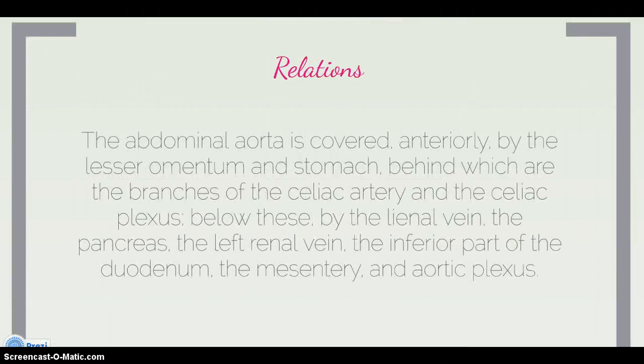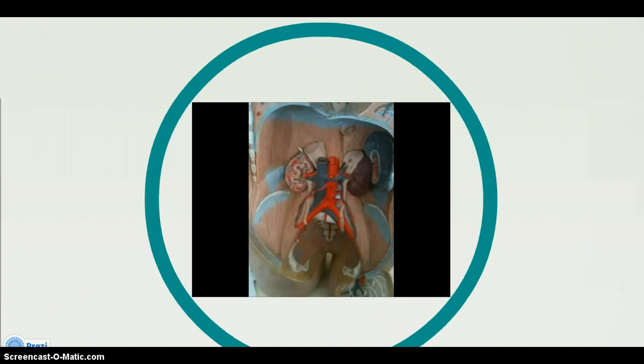And now we have relations. The abdominal aorta is covered anteriorly by the lesser omentum and stomach, behind which are the branches of the celiac artery and the celiac plexus. Below this, by the splenic vein, the pancreas, the left renal vein, the inferior part of the duodenum, the mesentery, and aortic plexus. In this video, we are about to watch the relations that we have mentioned.